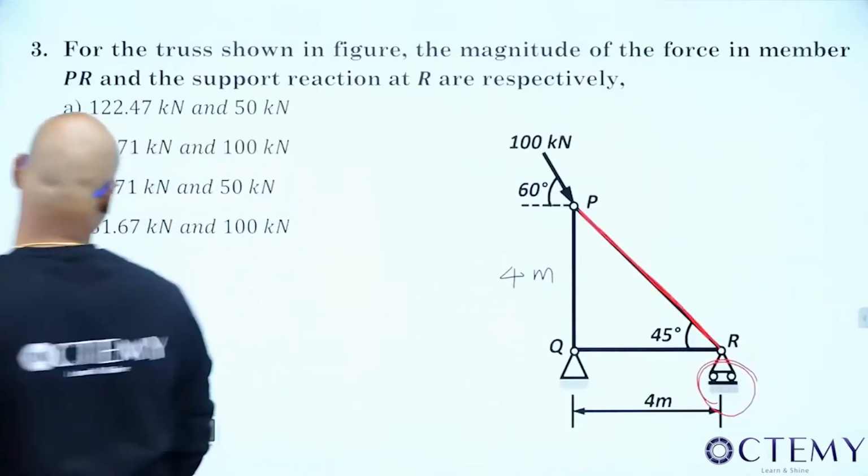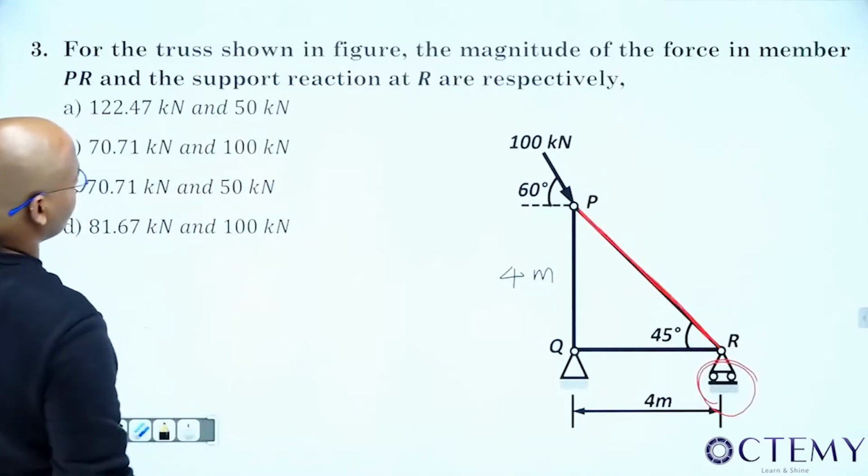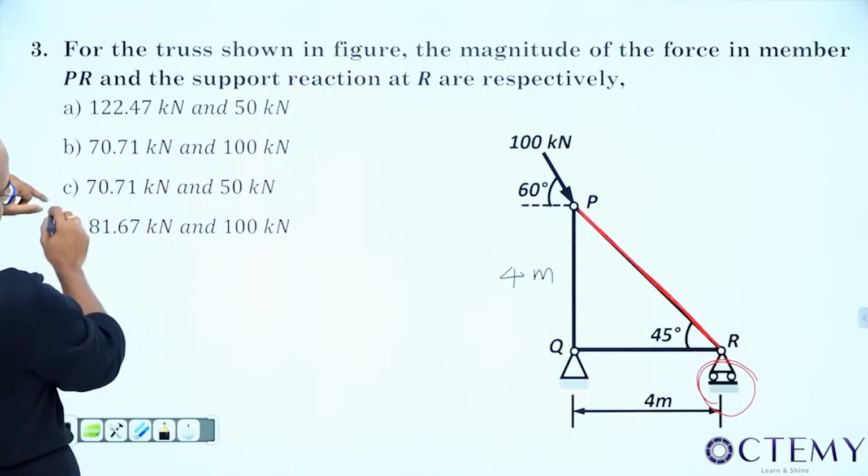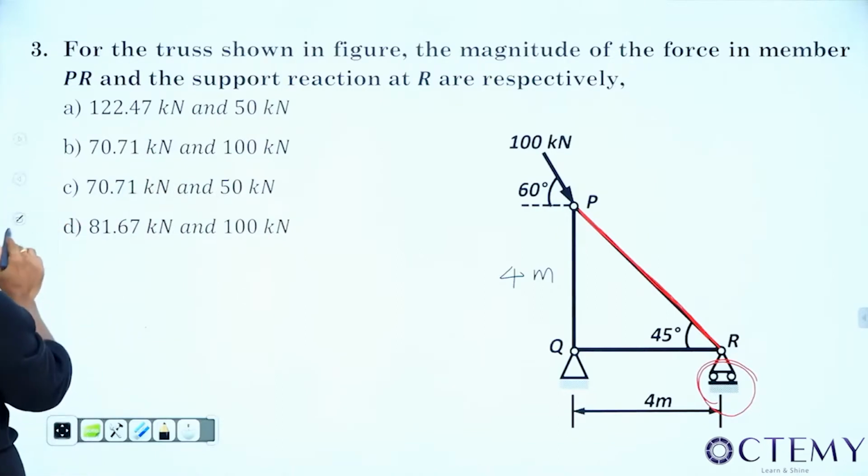Are the options given? Yes, sir. 70.71. He is asking first PR and then R. So 70.71 and 50, which has only one option, that is C.